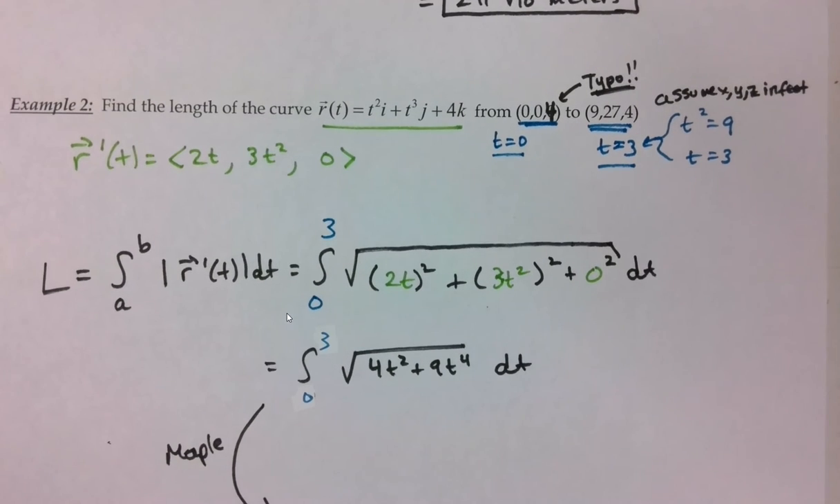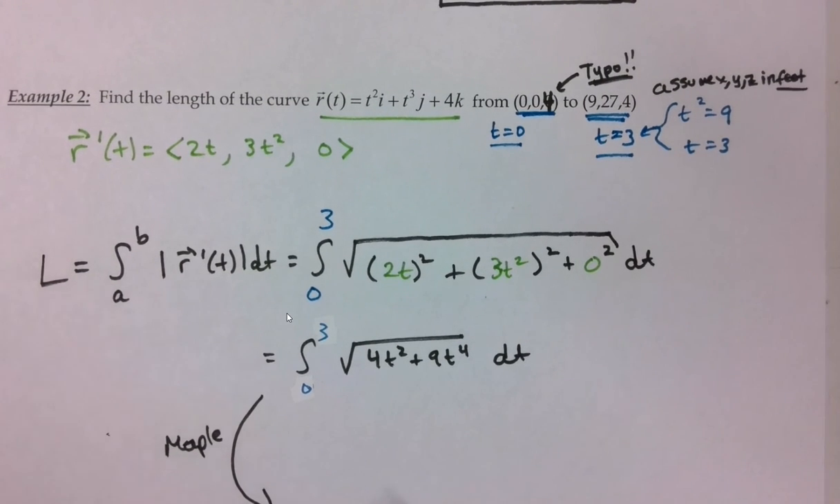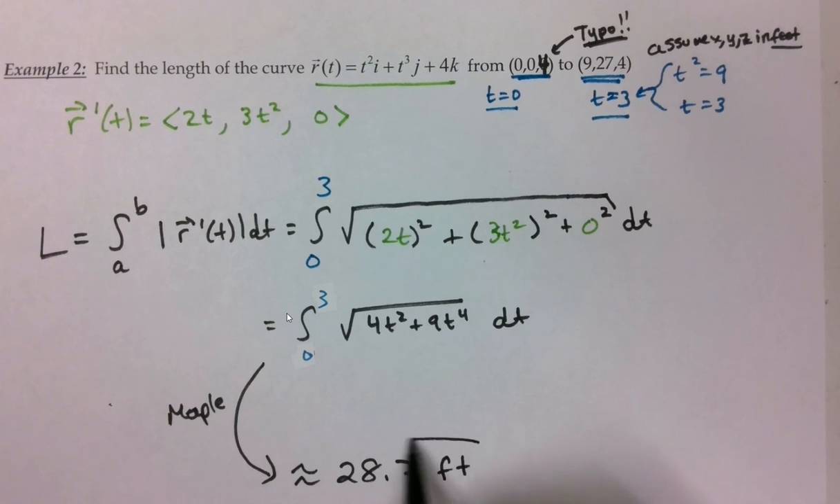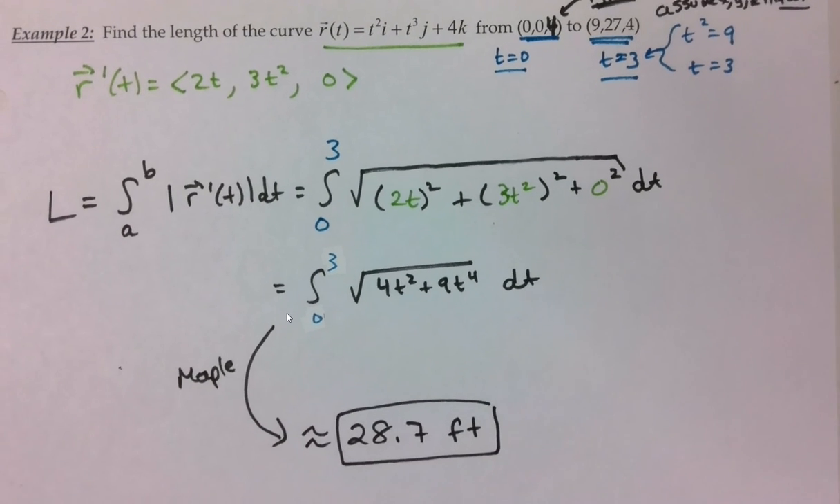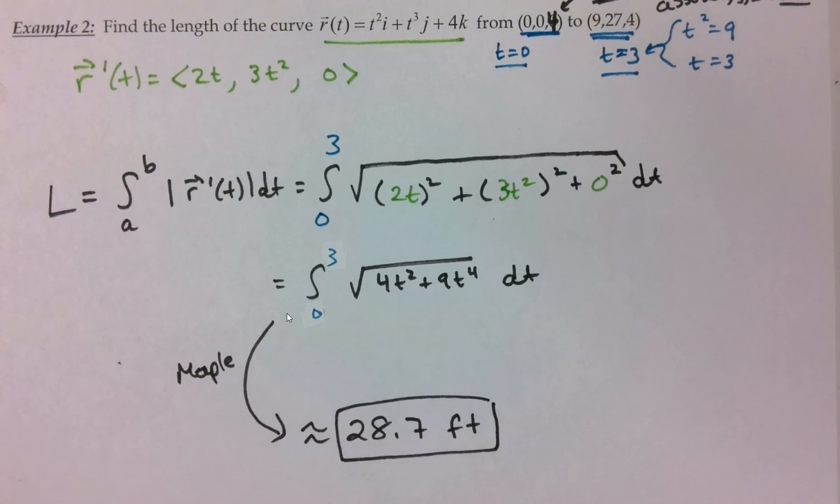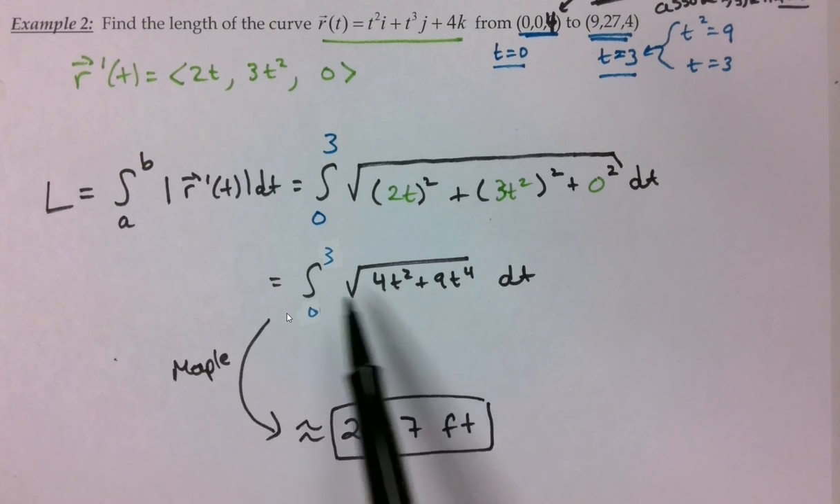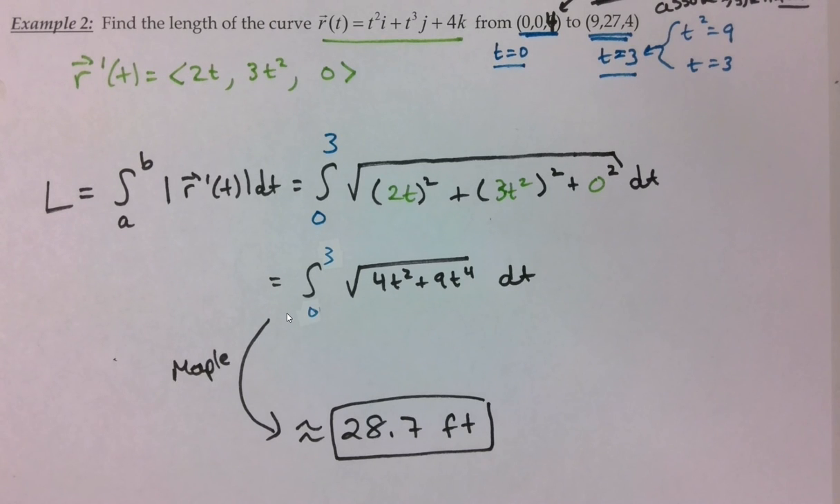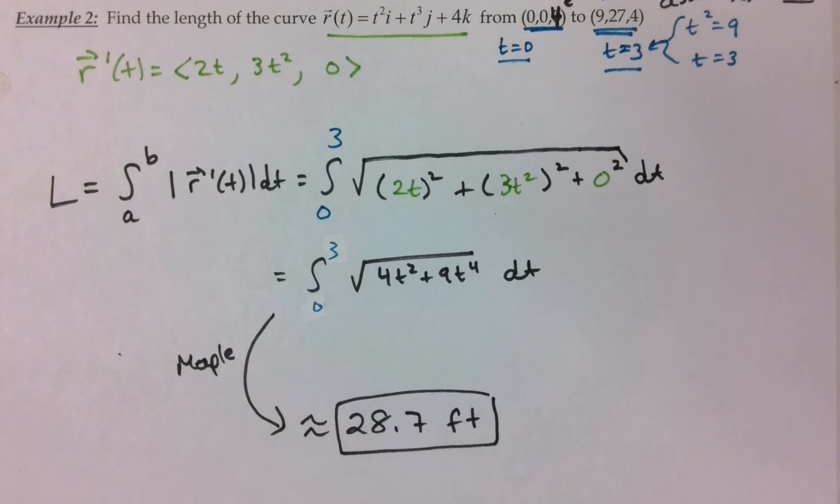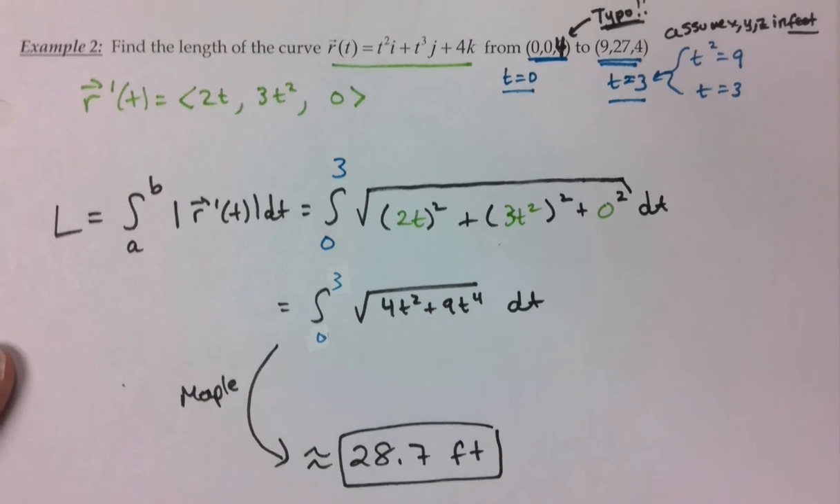So if they're in feet, then that means that when I do this with Maple and I get approximately 28.7, it would be feet. And as always, when we're using Maple to do an integral like that, we will just denote it that way, because the setup is what's important to us, and then the actual integration we would use Maple to do. All right, that's the end of that example. So let's stop there, and then the next example will be in the next video.